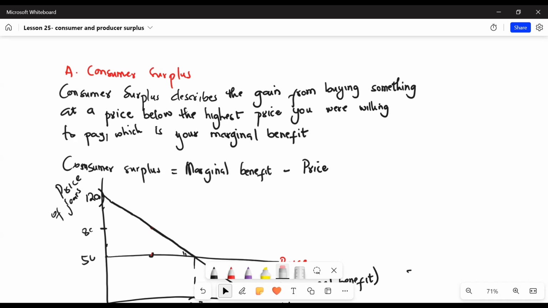Welcome back. Our previous lesson was on quantity regulation. Today we are moving on to consumer and producer surpluses. So what is consumer surplus?